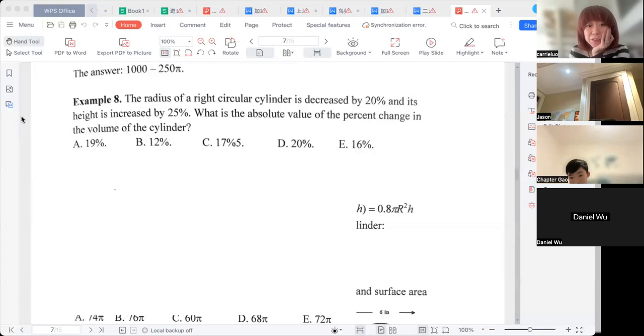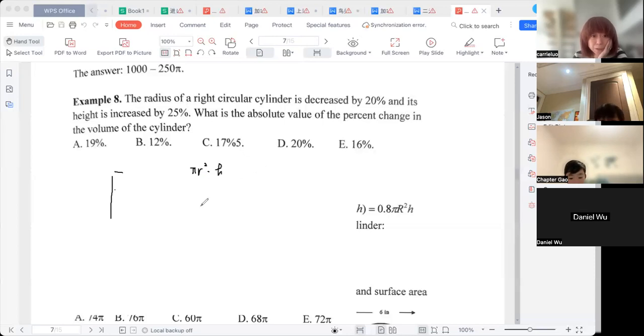Okay, so let's take a look at this one. The radius of the right circular cylinder is decreased by 20%, its height is increased by 20%. So what does right circular mean? Right circular means that all the things are the same. Okay, so let's see. Do you still remember how to do the volume of a cylinder? We do pi r squared times height. Yes. So before the radius has been decreased, it's like that.